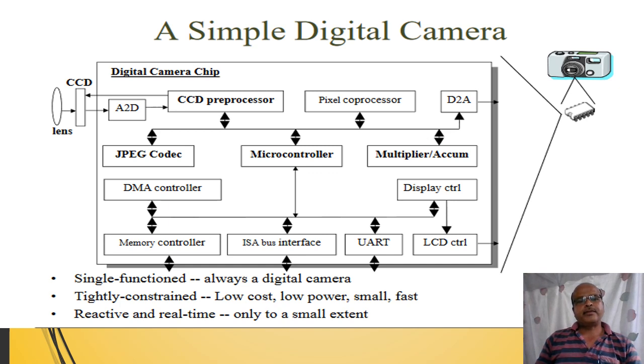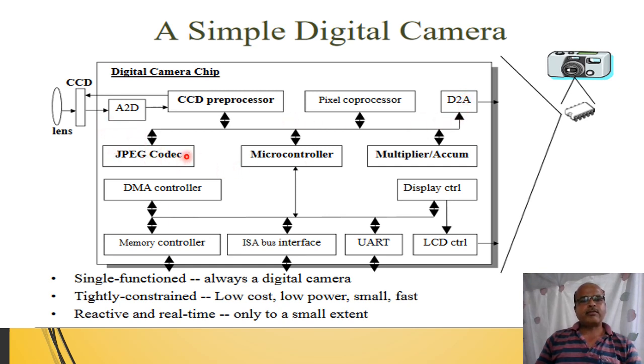So next is a simple digital camera. As previously mentioned, this is a more detailed diagram, and as shown in this figure, observe the lenses. As previously mentioned, charge coupled devices are used. Then next is the analog to digital converter. Then the CCD preprocessor is there. Pixel coprocessor is also used. Then digital to analog converters are also used.